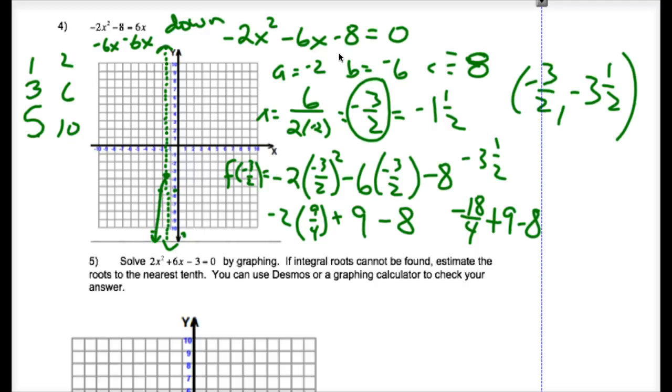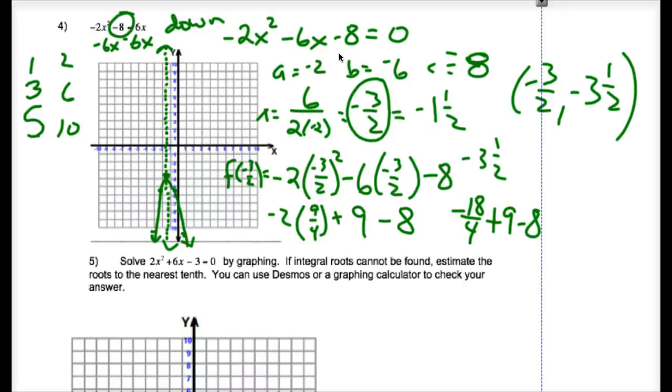Now, here's my question. Where does this parabola cross the y-axis? Negative 8. What's C? Negative 8. It crosses at negative 8.